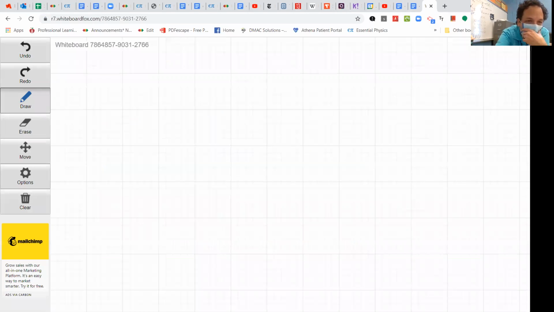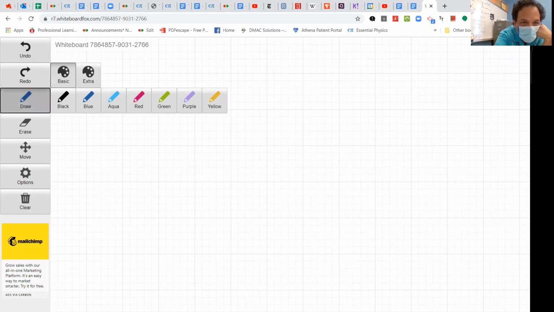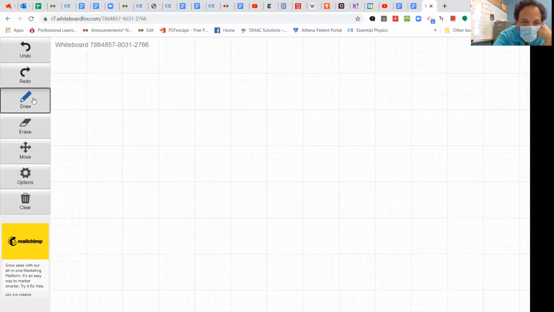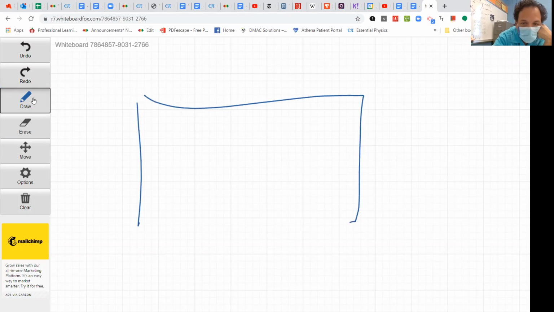So let's see. Let's try to draw something there. Basic. Can't change the thickness. Basic. All right, so we got our tank. We got the wall.